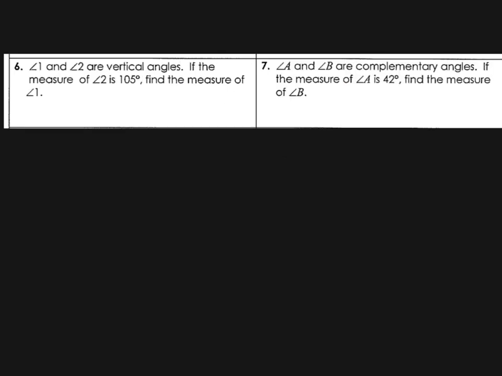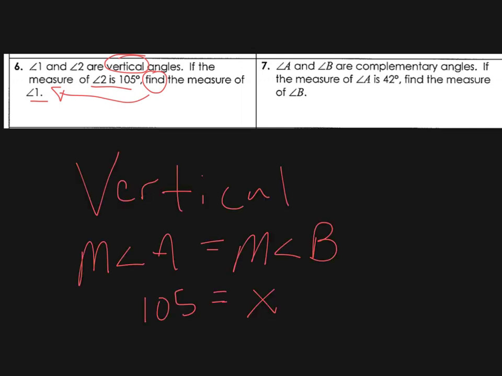So here, what are we given? We're given some information in the get-go here that 1 and 2 are vertical angles, right? And then they tell me that the measure of angle 2 is 105 degrees, and they want me to find angle 1. So I hear the word vertical. And from all of this information, I can now produce this statement. They said vertical. I say, oh, okay, they've already defined it for me.